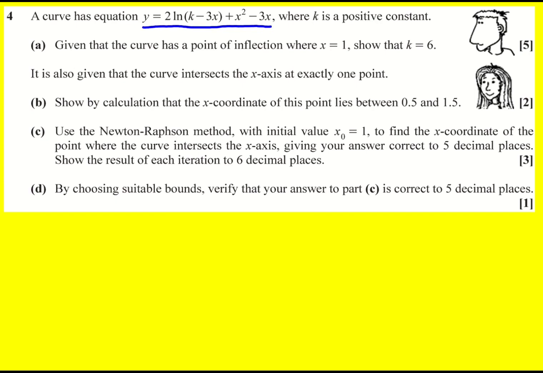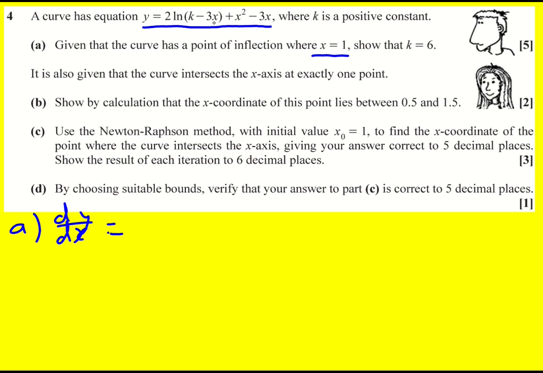We're given this equation and we're told that there's a point of inflection when x is equal to 1. So a point of inflection is when the second derivative changes sign. So that is going to be the first thing to find in this question: the first derivative followed by the second derivative.